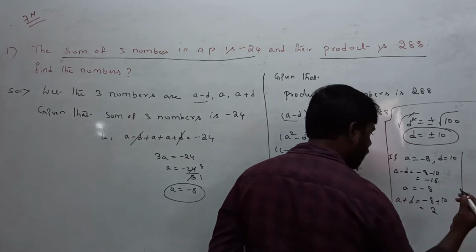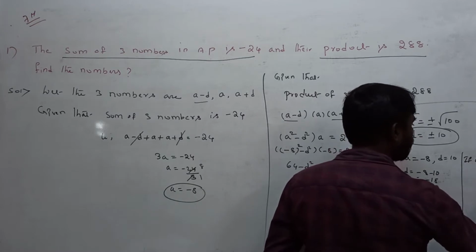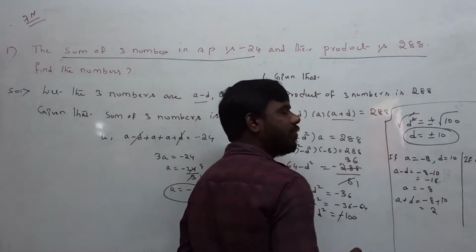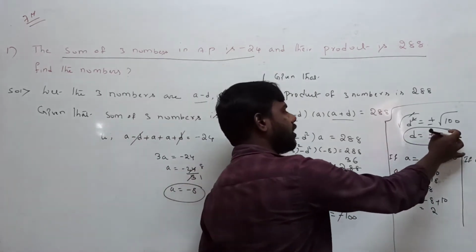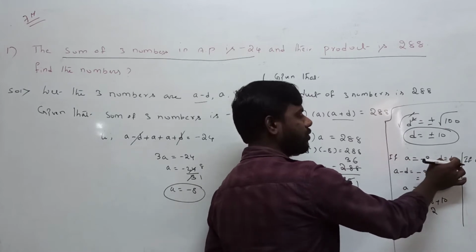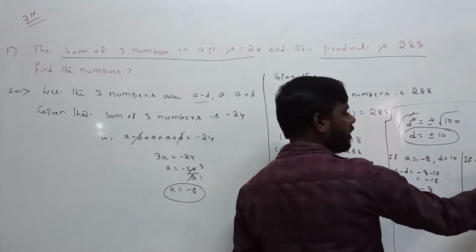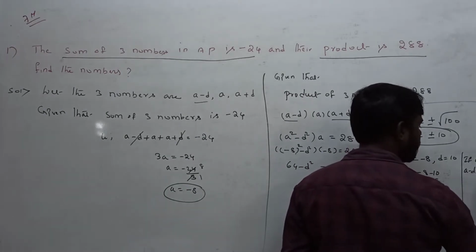One more condition: if a is equal to minus 8, d is equal to minus 10. Because the a value will be the same, only the d value is different. How many values does d have? Plus or minus 10. That's why in the first condition you take d positive 10, and in the second condition you take d equal to minus 10. First number is a minus d: minus 8 minus of minus 10, which is equal to 2.